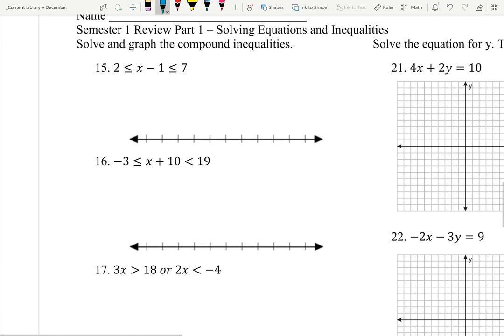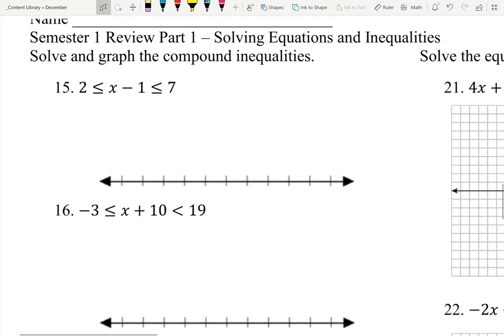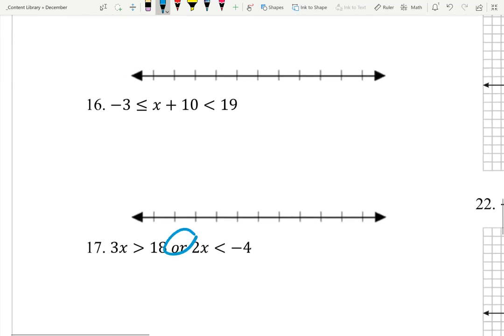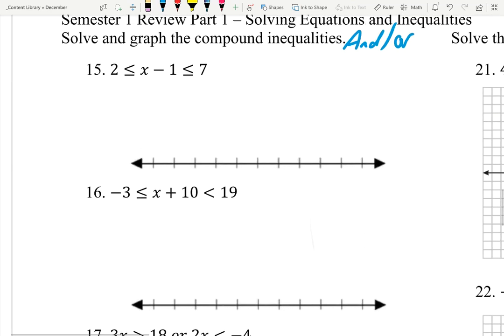Now we have to get towards compound inequalities. Compound inequalities are just like the regular inequalities, but it's a 2 for 1. So here we have an and inequality. Remember, there are 2 types. There's and or inequalities. So or inequalities will say or on them. That's how you can tell what they are. Otherwise, it's going to be an and inequality.